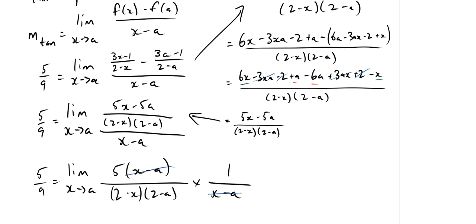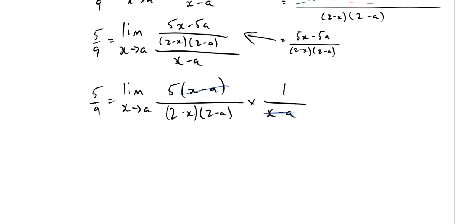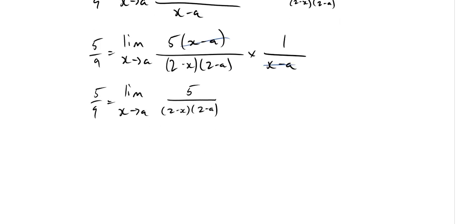You don't have to show it this way, but at least for the first time we're seeing it, I think it's a nice way of looking at it. So now what do I have? I have 5 over 9 equals the limit as x approaches a of 5 over 2 minus x times 2 minus a. And now I'm good, right? I got rid of the x minus a part, the part that's going to make it 0 over 0. So we can drop our limit statement and sub a in.